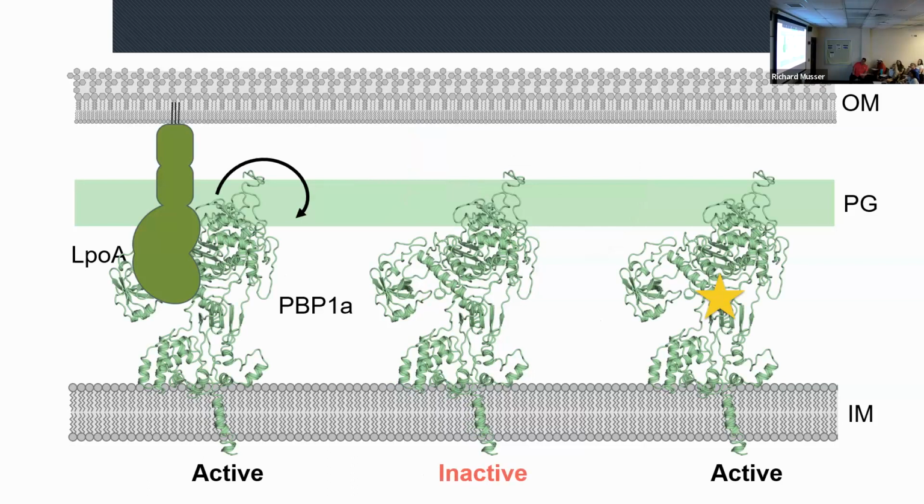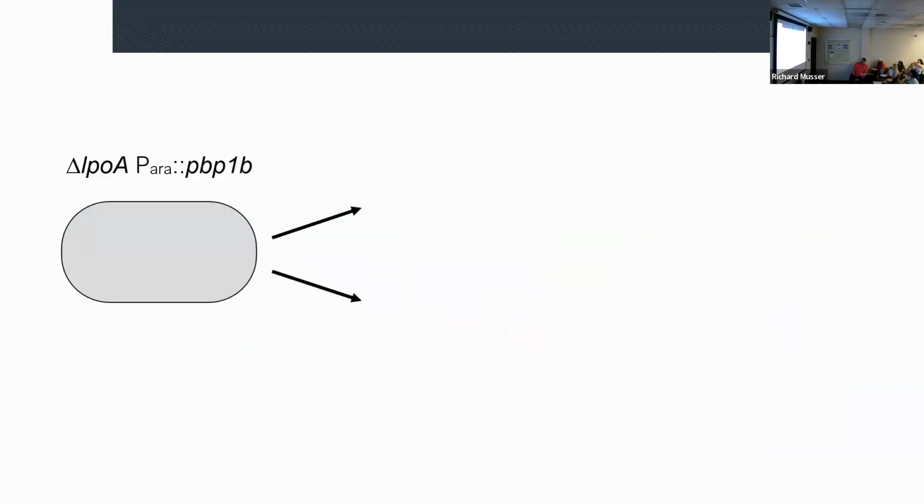So under normal conditions in the cell, PBP1A is only active when Lipo-A is there. If Lipo-A is not, the protein is inactive. So I looked for mutants that were active even when Lipo-A was not there. And the way I did this was to go back to that synthetic lethal property between PBP1A and PBP1B. So we know that Lipo-A is necessary for PBP1A activity. So if you delete Lipo-A, so it is not present in the cell, there is no PBP1A activity.